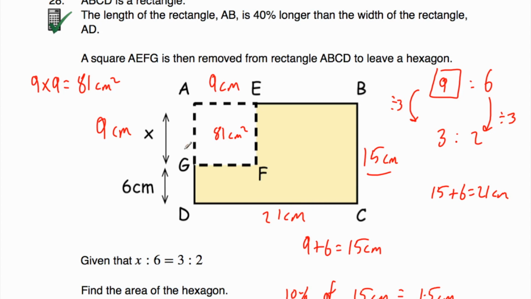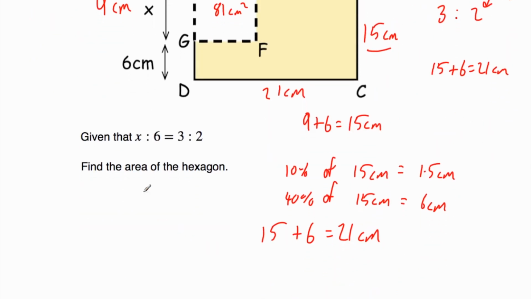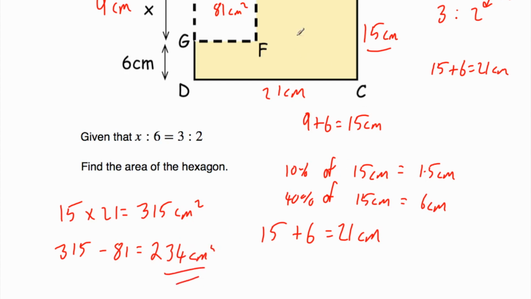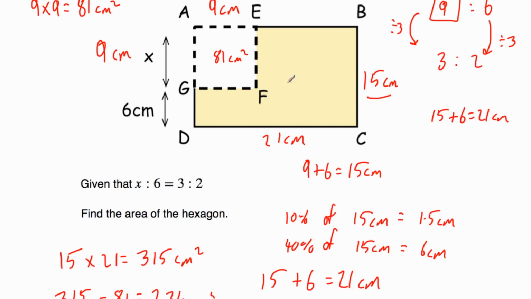We can now work out the area of the whole big rectangle by doing 21 times 15. That'll give us the area of the whole big rectangle. And then if we take away the 81, we'll be left with the area of the hexagon. So 15 multiplied by 21 is equal to, and it's a calculator question, so that's quite nice, 315 centimeters squared. The area of the square is 81, so if we take our 315 and minus our 81, that will tell us the area of the hexagon, which is 234 centimeters squared. And that is the area of the hexagon, that shaded region, 234 centimeters squared.